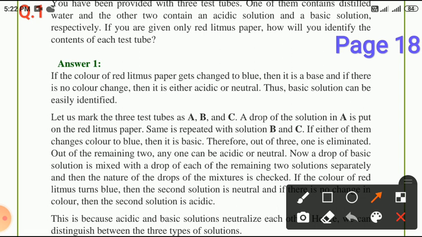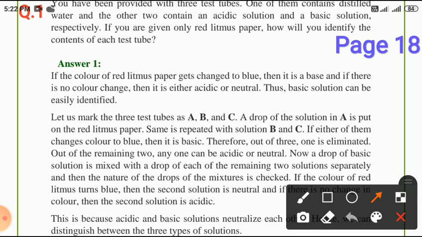But when the neutral solution is mixed with the basic solution, then the total solution will be basic, and if it is tested with the red litmus paper, this red litmus will turn blue. So by this activity we can check all these 3 solutions and we can separate them as acid, base and water.